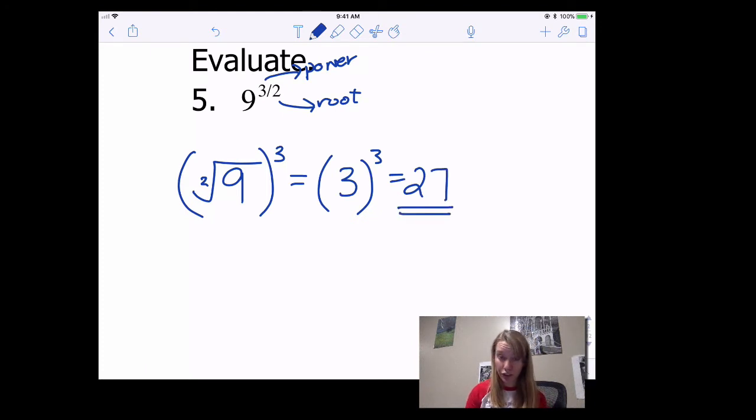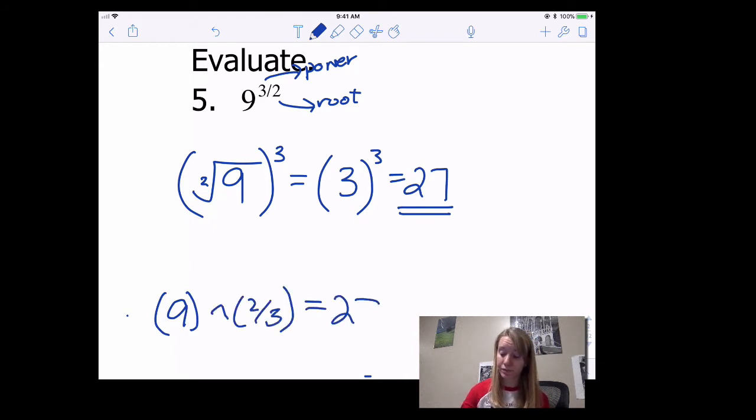The other thing we could do with these problems is we could type this again into our calculator. I can say 9 caret 2 divided by 3, hit enter, and I should get 27 as long as I've done it correctly.